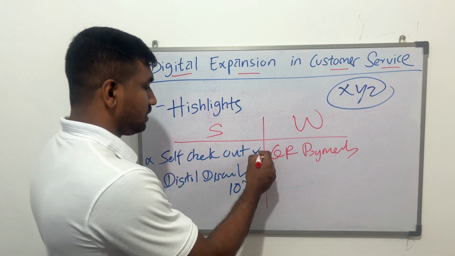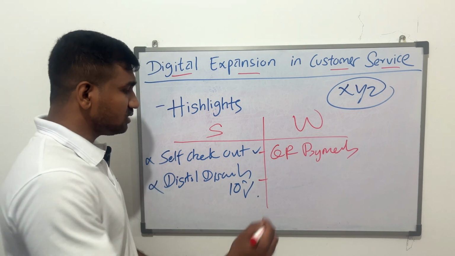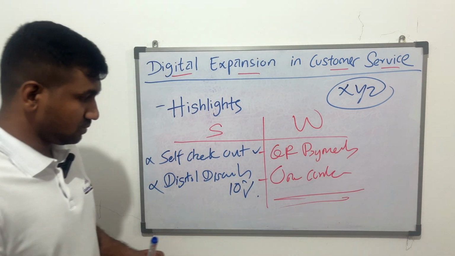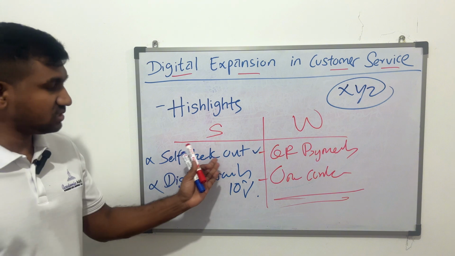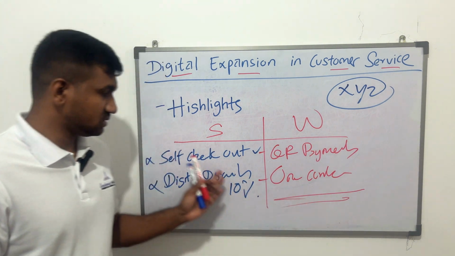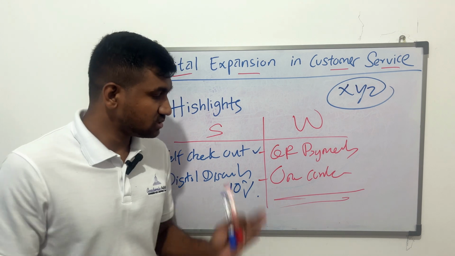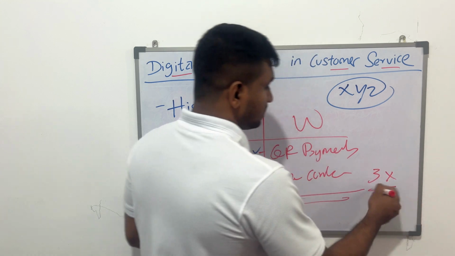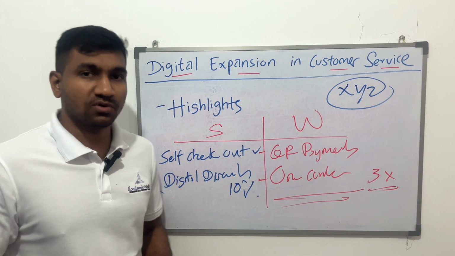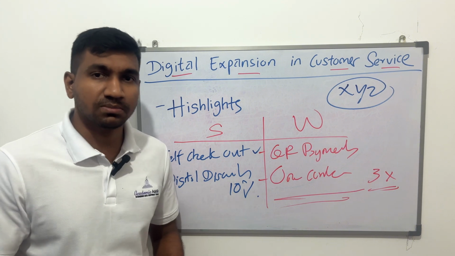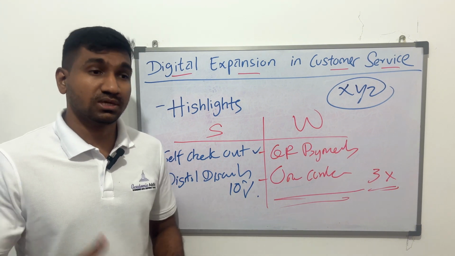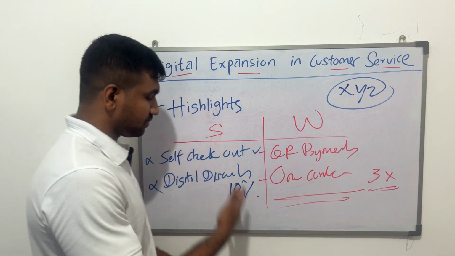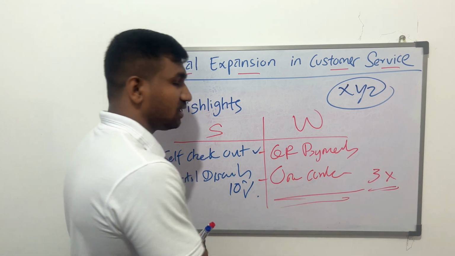Let's say there's only one counter. Maybe they have self checkout counter, but there's only one counter for this. So digital checkouts, there's only one counter. Whereas they can have multiple, maybe three counters, because the self checkout volume is quite high, because nowadays people are more into digital stuff. They tend not to spend more time on these queues. So increasing this could be a good thing for this company, but in this company they don't have it. So it's a weakness for that.